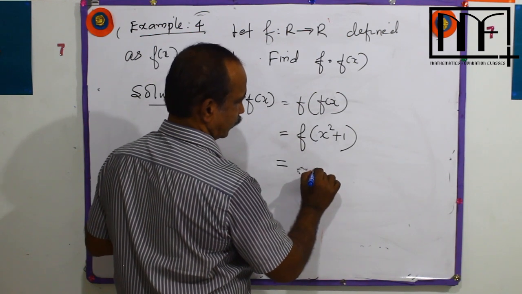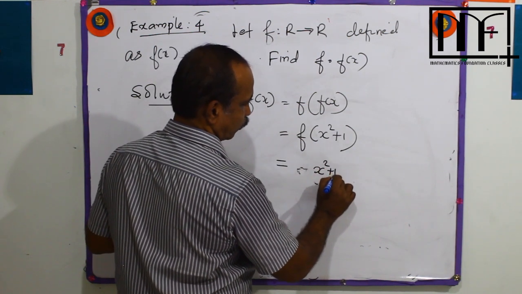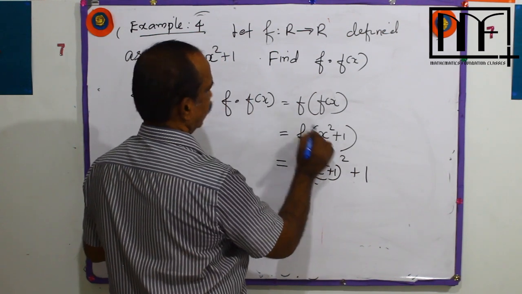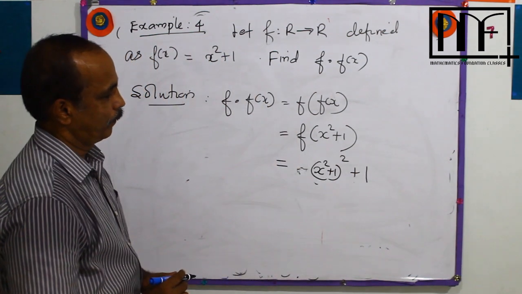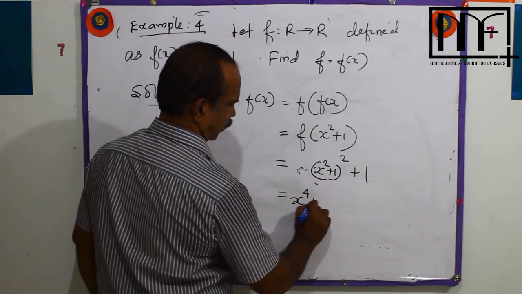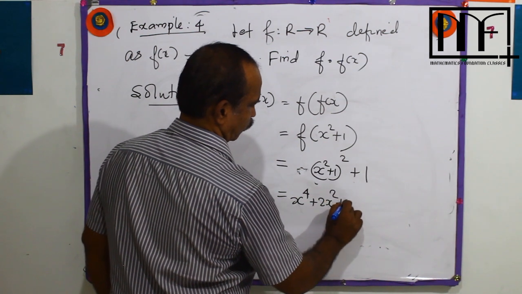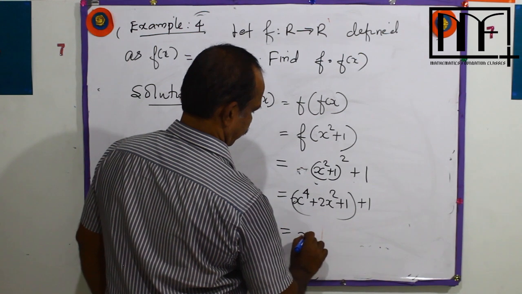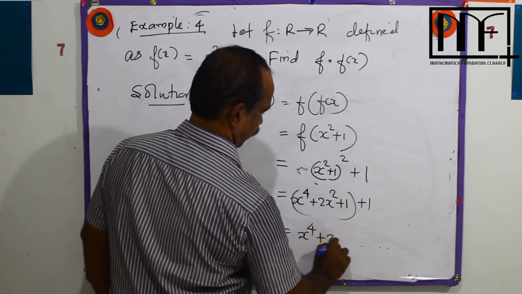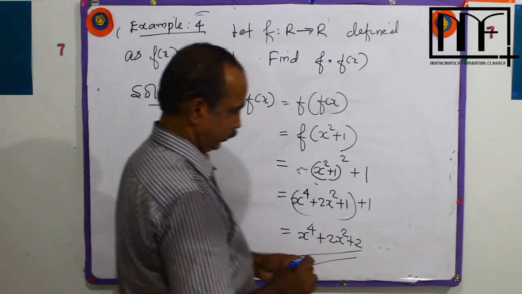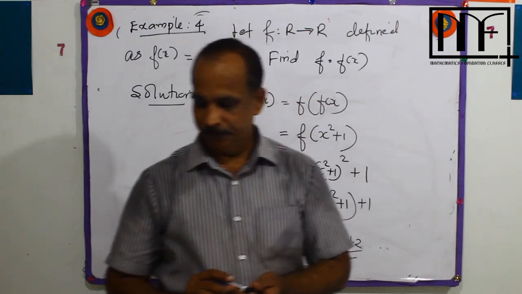F of x square plus 1 is x square plus 1 the whole square plus 1. So in place of x we put x square plus 1, which is x raised to 4 plus 2x square plus 1 plus 1, which is x raised to 4 plus 2x square plus 2. This is the solution, f of f(x).